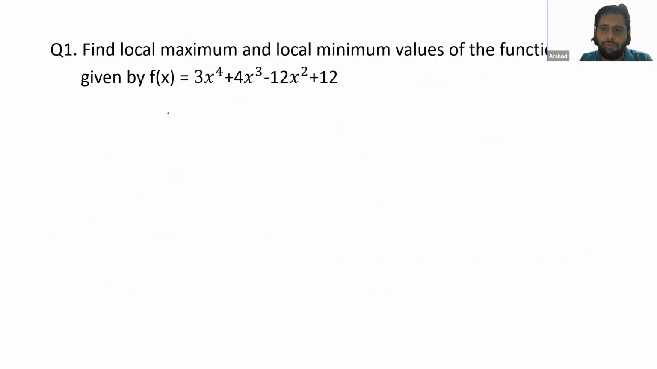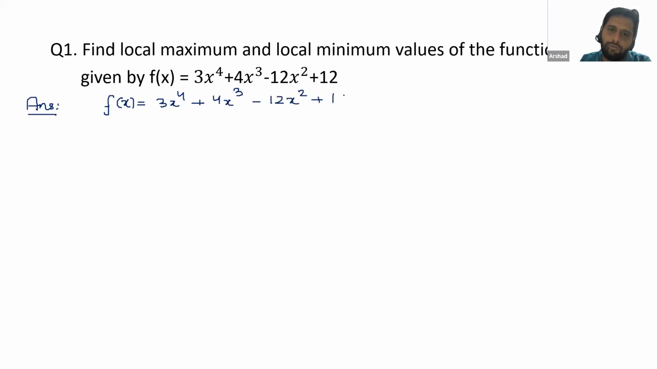For example, this question. Find local maximum and local minimum values of the function given by f(x) is equal to this one. So we need to find the local maximum and local minimum value. So please check here. How can we solve this question? We have this function f(x) is equal to 3x to the power 4 plus 4x cube minus 12x square plus 12.